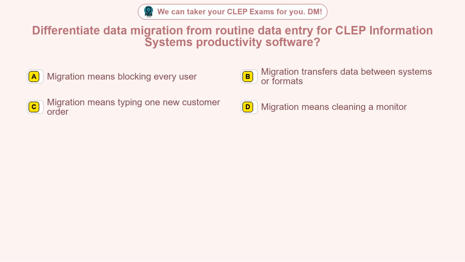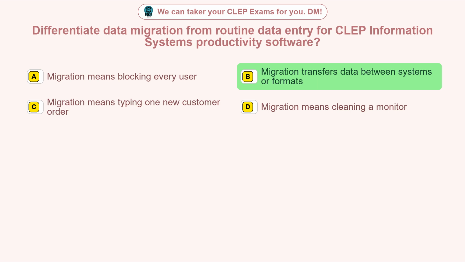Question 88. Differentiate data migration from routine data entry for CLEP Information Systems productivity software. Option A. Migration means blocking every user. Option B. Migration transfers data between systems or formats. Option C. Migration means typing one new customer order. Option D. Migration means cleaning a monitor. The correct answer is Option B.